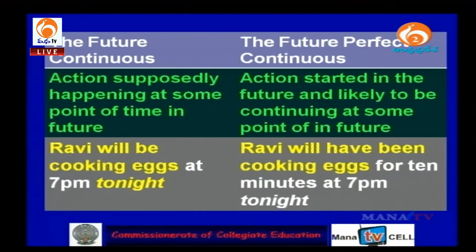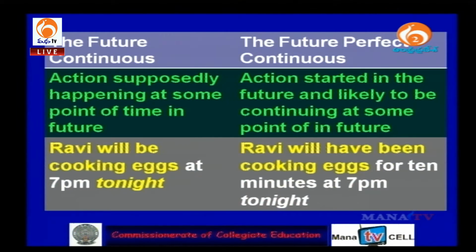Again, if we take up the next two tenses, they go like this. The future continuous: here the verb says the action is supposedly happening at some point of time in future. If you go through the example very carefully, you can understand it very easily. Here again we have the adverbial word tonight, which denotes the future. And what is the point of time here? At 7 p.m. tonight, some action is supposed to be going on. That means here the aspect is a progressive aspect.